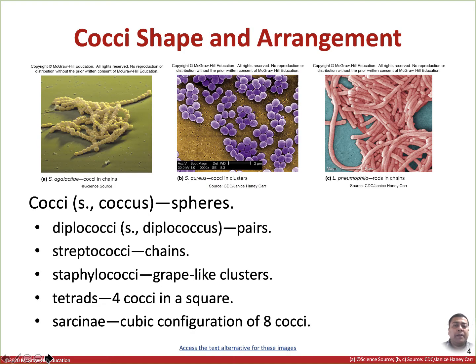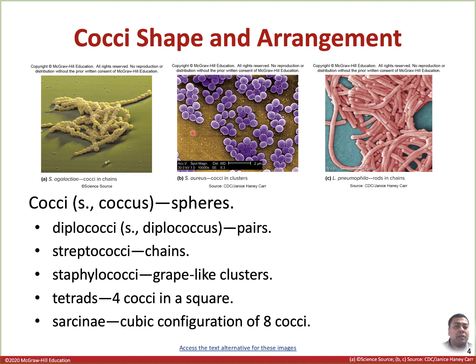For coccus shape and arrangement, the coccus is spherical, and cocci is the plural. We are seeing some of the coccus, or cocci. On the other hand, these are actually rods, so you can distinguish how they are different. The diplococci are in pairs. If they are growing in chains like this, these are streptococci. We are going to talk about that: streptococcus singular, streptococci plural.